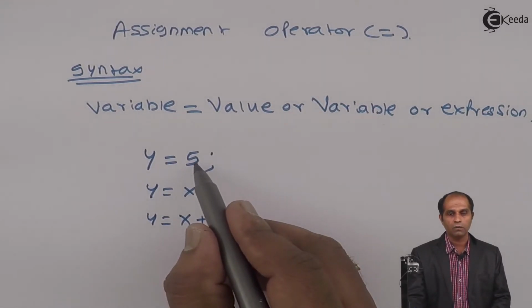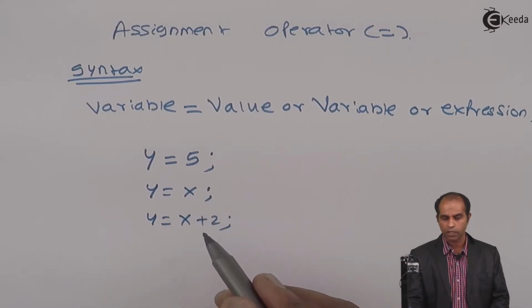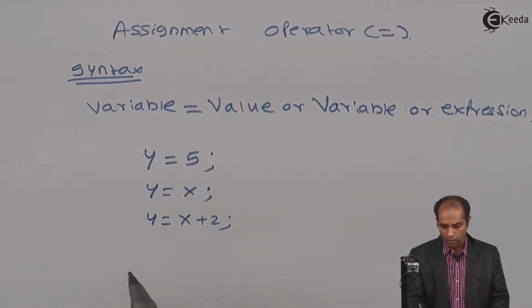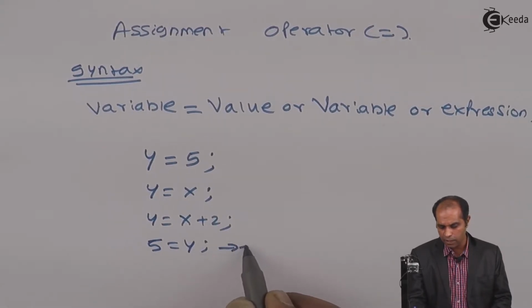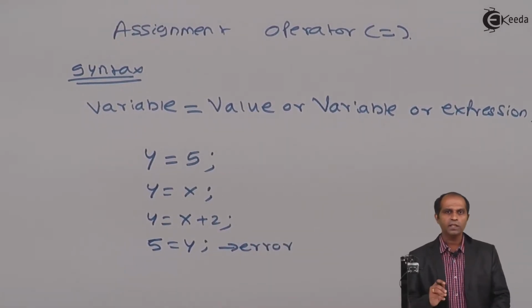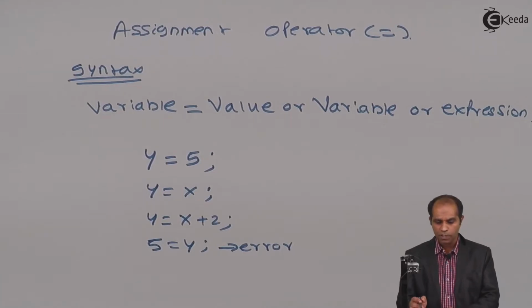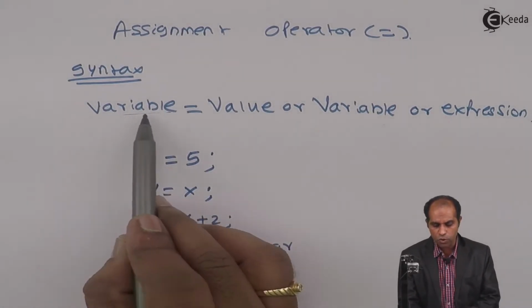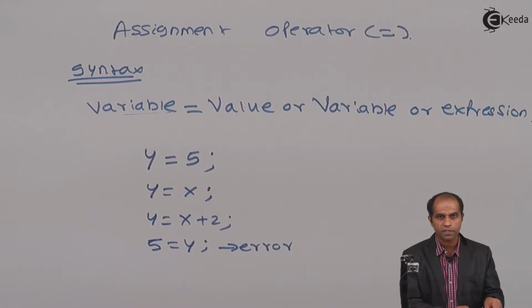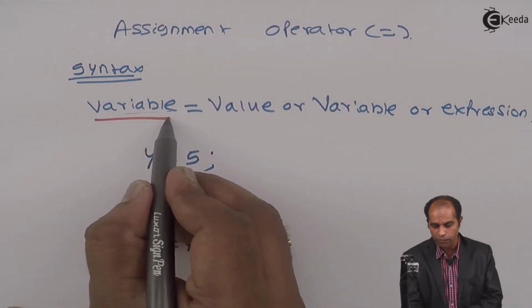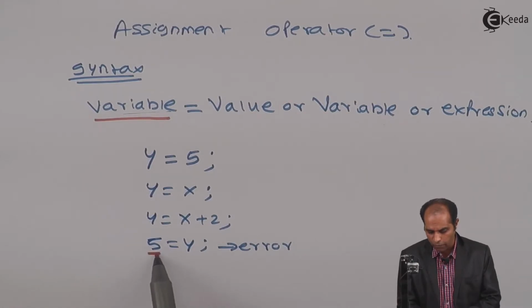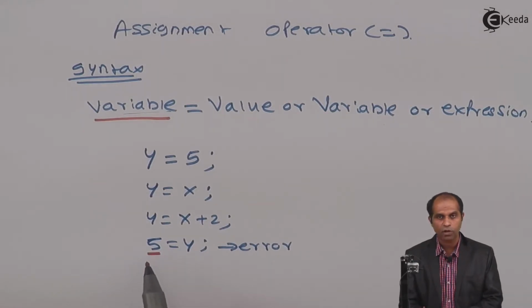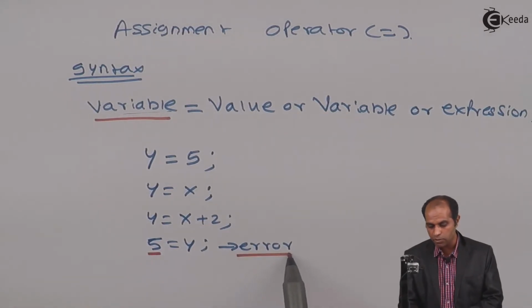You can have a value, you can have a variable, you can have an expression. But trying this is an error. When I say 5 equals to y, this is an error. Why does this lead to an error? As per the syntax, you should always have a variable on the left hand side. And on the right hand side, you can have anything. Here, I have 5 on the left hand side, which is a constant. Hence, this leads to an error.